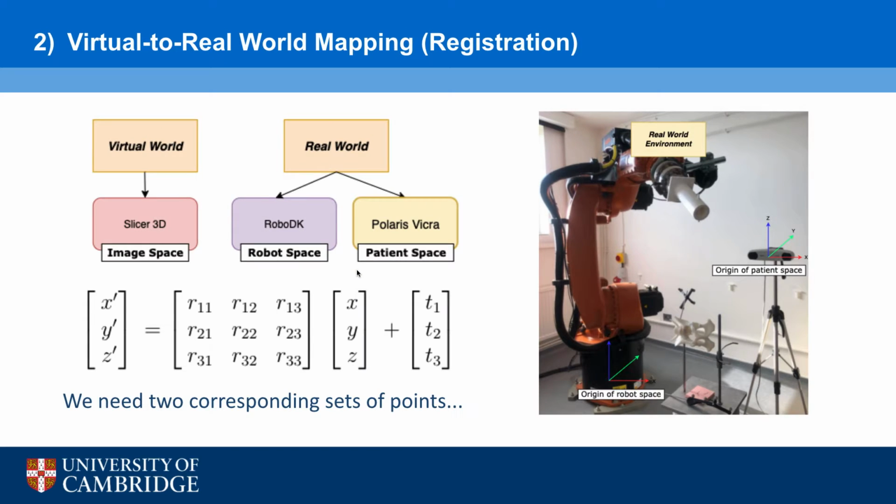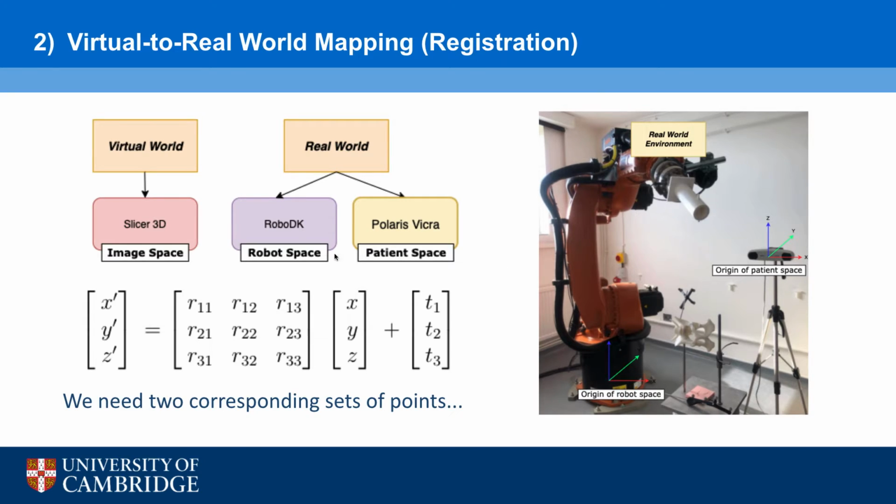Right, second task is to do the virtual to the real world mapping. And before we can do that, we have to split up the virtual and the real world into 3 spaces. So the virtual world is spanned by the image space, which is the coordinate system given by Slicer. The real world has the robot space, which is given by RoboDK, and has the patient space, which is given by Polaris Vicra. Of course, this is the same physical space, it's just relative to different frames.